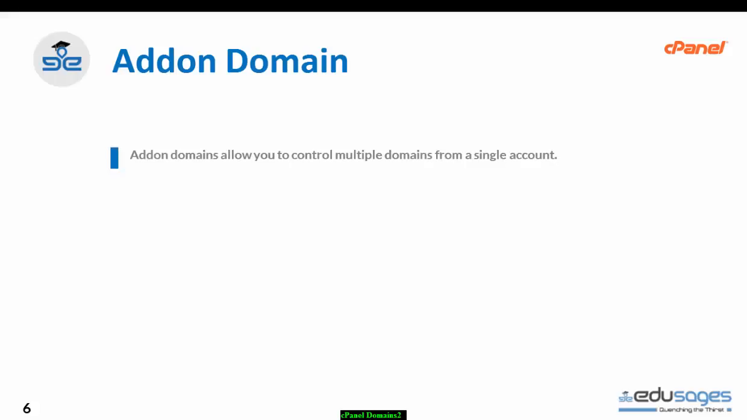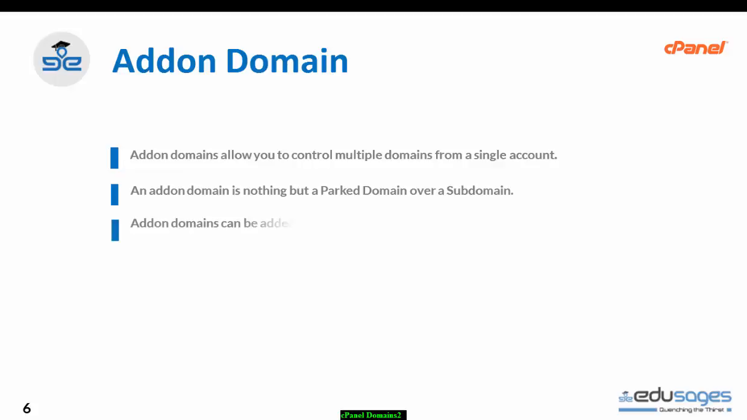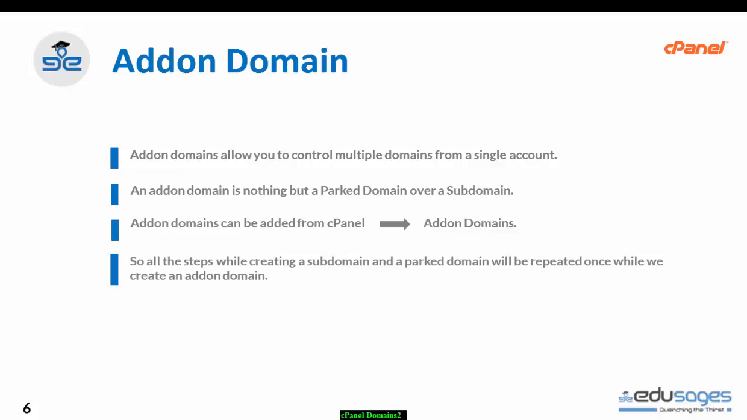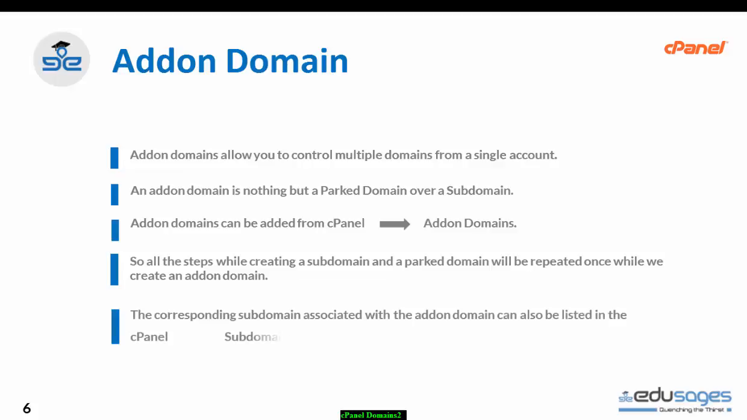Next is add-on domains. Add-on domains allow you to control multiple domains from a single account. That is, you can host numerous domains in a single hosting account. And add-on domains are basically nothing but parked domains over a subdomain. And like the others, add-on domains can be added from cPanel. So as I told you, since these domains are subdomains with a parked domain over it, all the steps while creating a subdomain and a parked domain will be repeated once we create an add-on domain. And the corresponding subdomains created along with the add-on domain can be listed in the cPanel subdomain section.